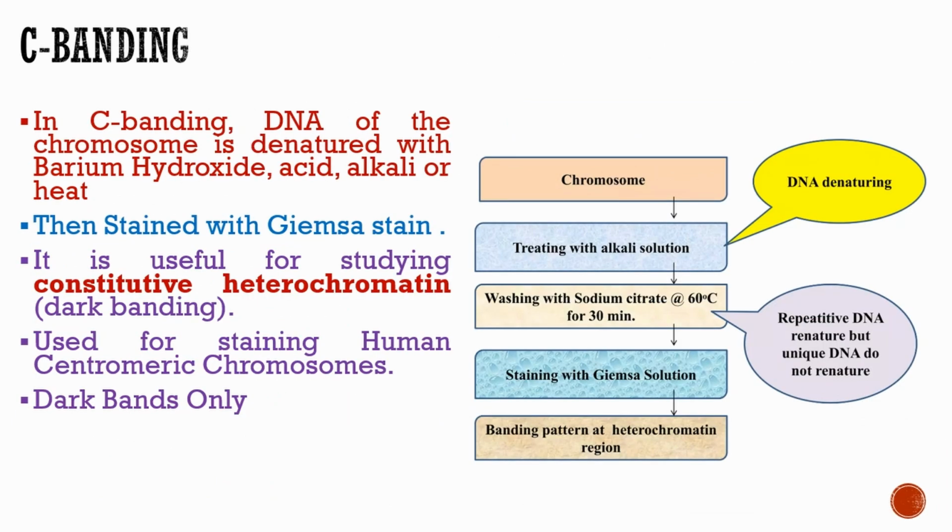C banding is the method in which the DNA of the chromosome is denatured with barium hydroxide, acid, alkali, or heat. It is then stained with the Giemsa stain, and here only dark bands are obtained, which is useful for studying constitutive heterochromatin. It is used for staining human centromeric chromosomes.